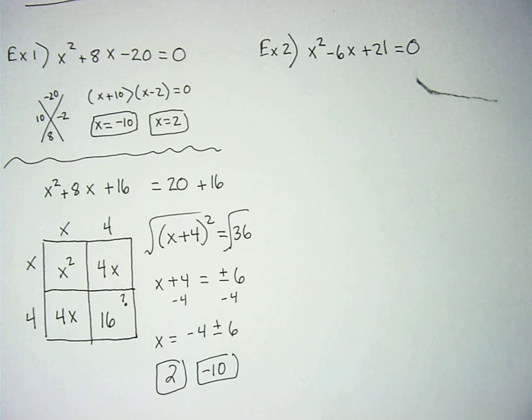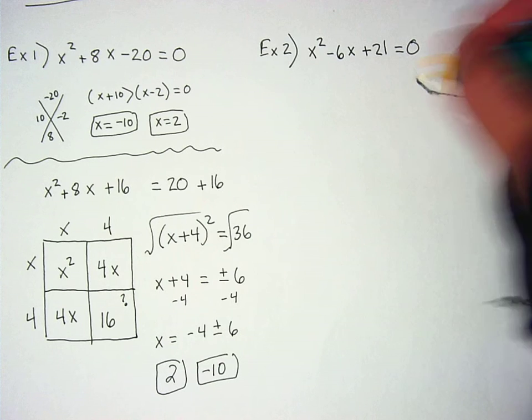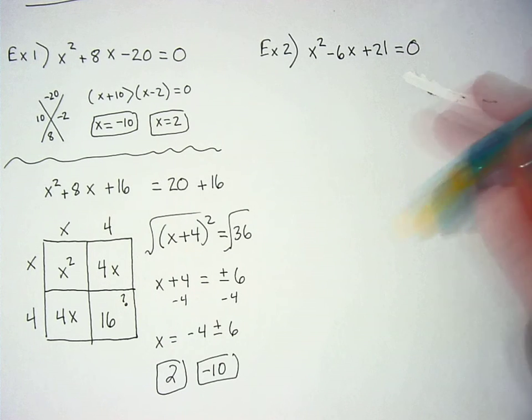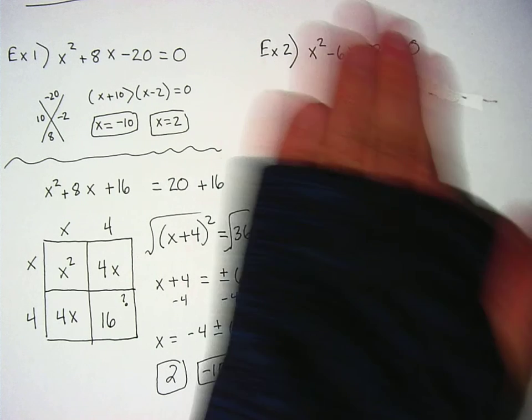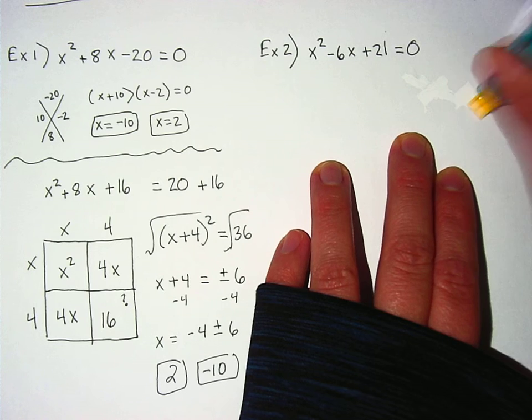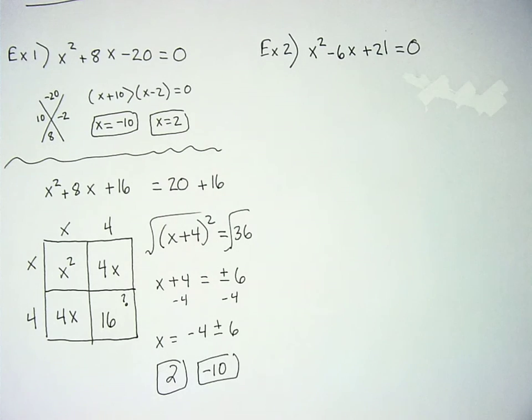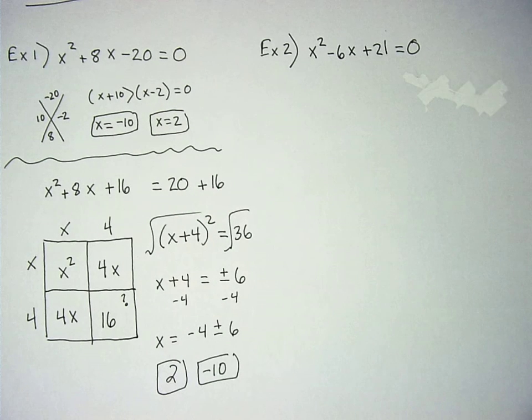Okay, can anybody think, if we were actually going to factor this with an x problem, what would possibly multiply to get positive 21 but add to get negative 6? Multiply to get 21 but add to get negative 6? Like if we were doing an x problem? Yeah, there's nothing. So this is one we definitely have to do, completing the square.